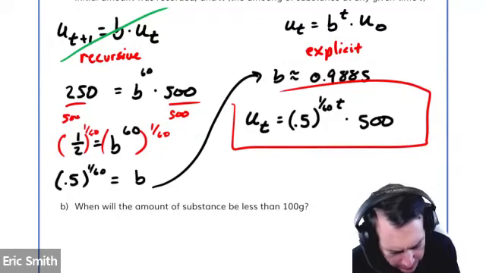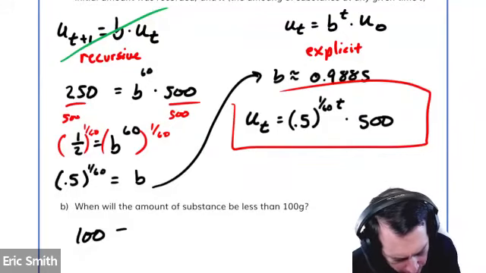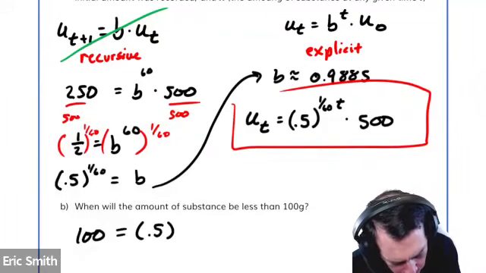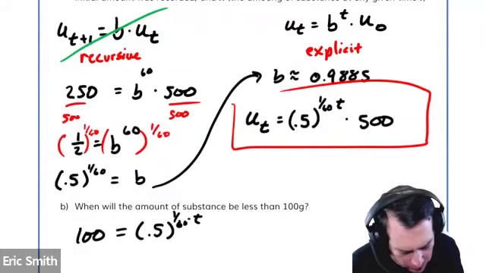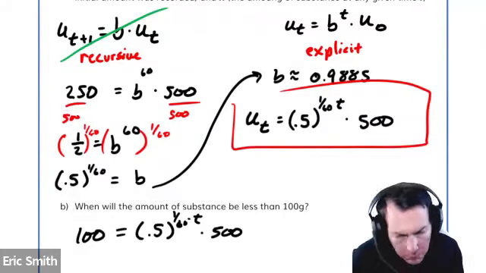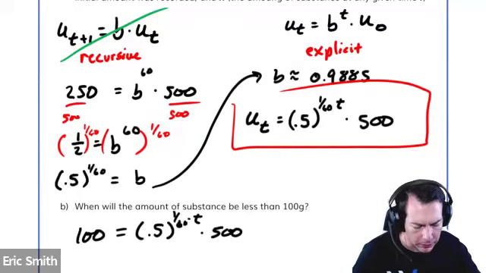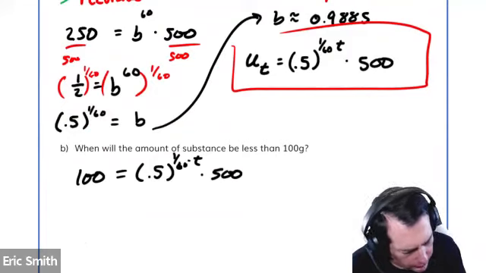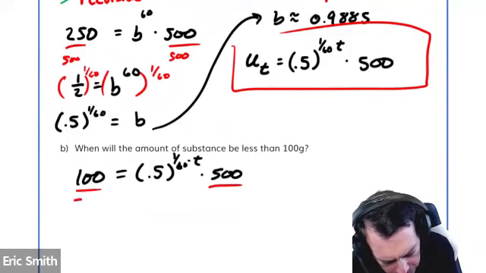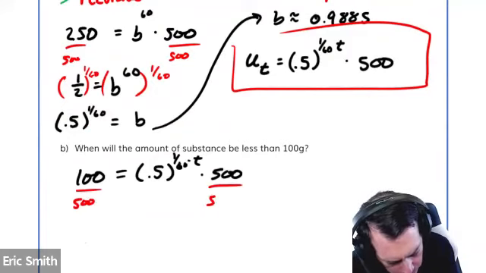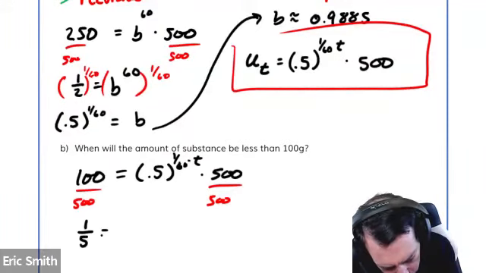All right, so let's see. Let's set this up. We want to know when it will be 100 grams. That's fine. We don't know the t yet, so that'll just stay in the power, but it's really the only unknown that we have, so I'm just going to solve this directly for t. Let's see, what can we do with this one? Well, I can divide both sides by 500. So this will give me a 1/5.